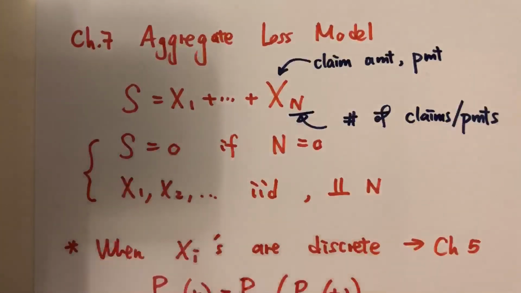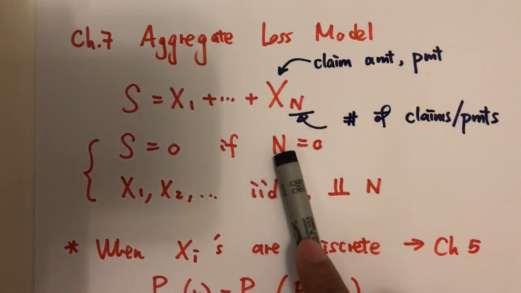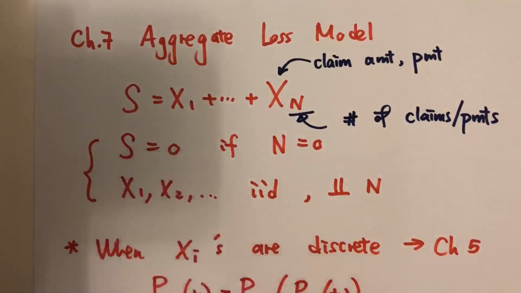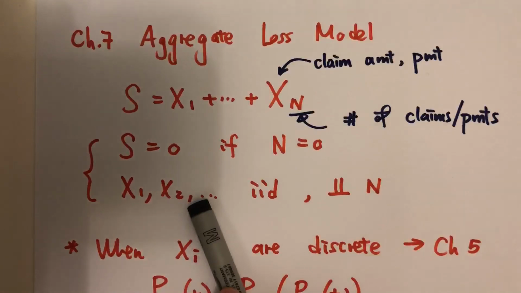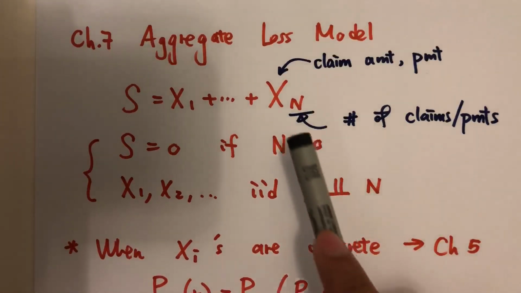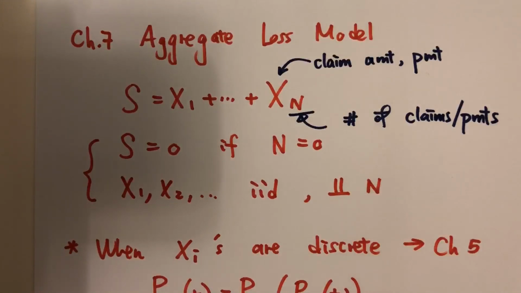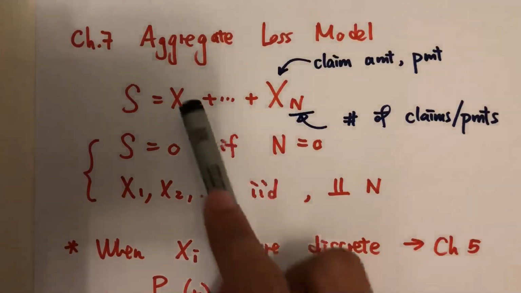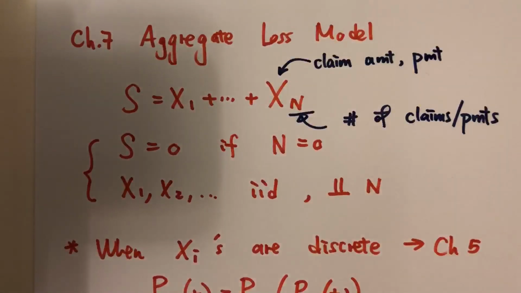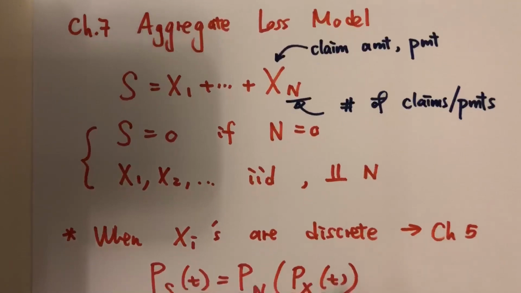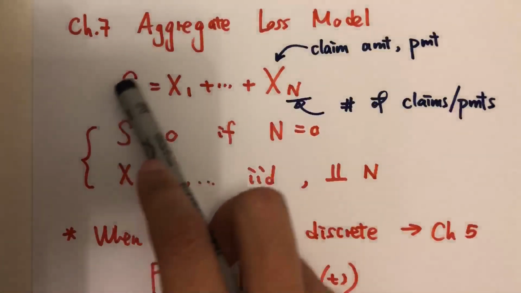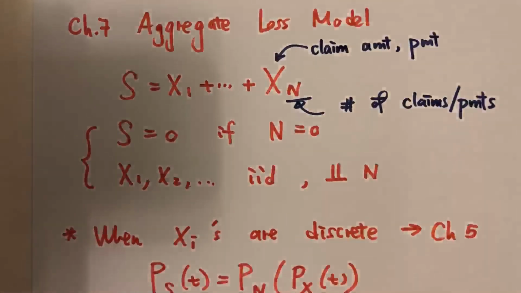Okay, so here there are some assumptions. For example, when N is 0, then we define S to be 0. The X are IID and they're independent of N. The main difference between the model here and the compound model we studied in chapter 5 is that the X here might not be discrete. They can be discrete, they can be continuous. Okay, so now this is the model we want to study in this chapter.